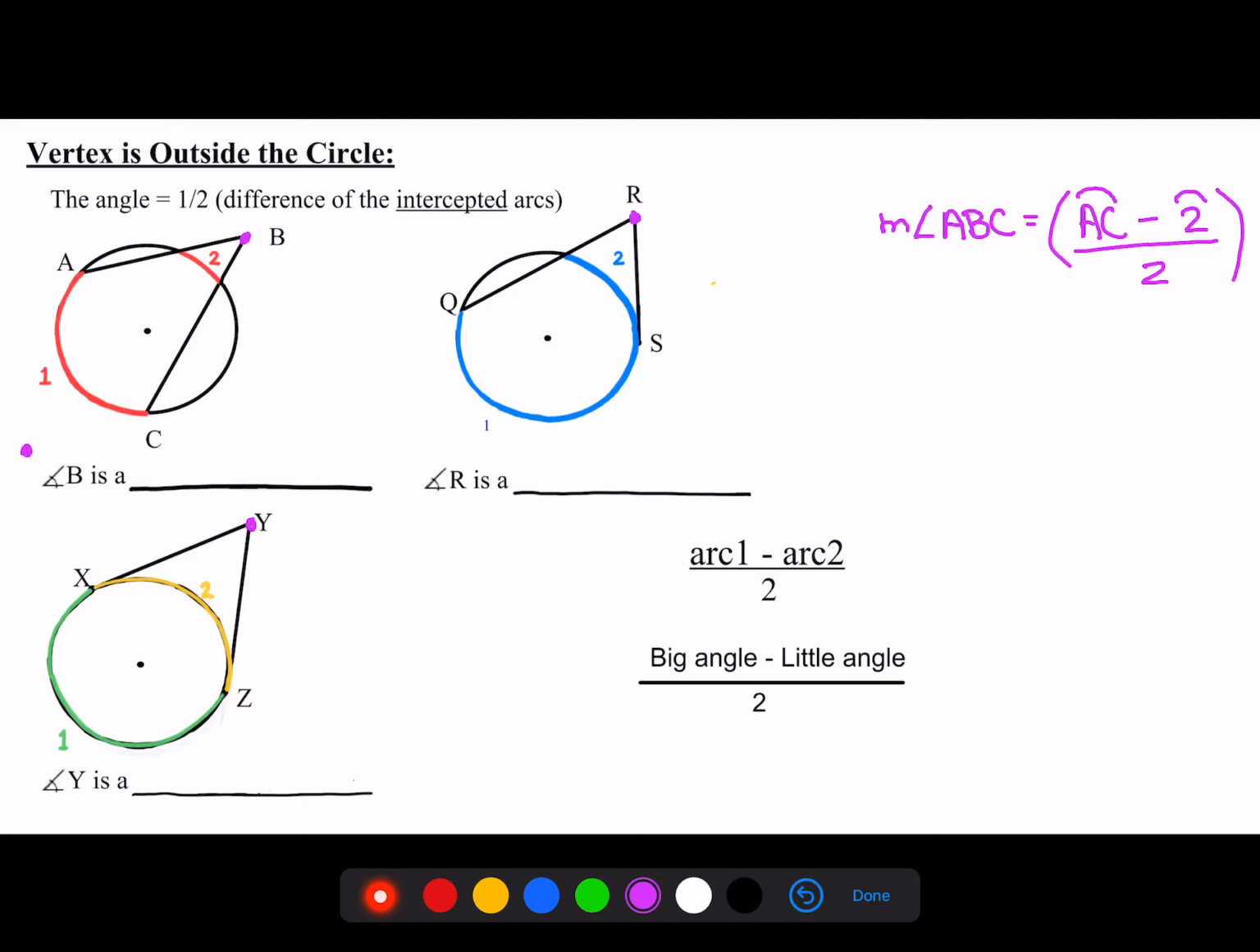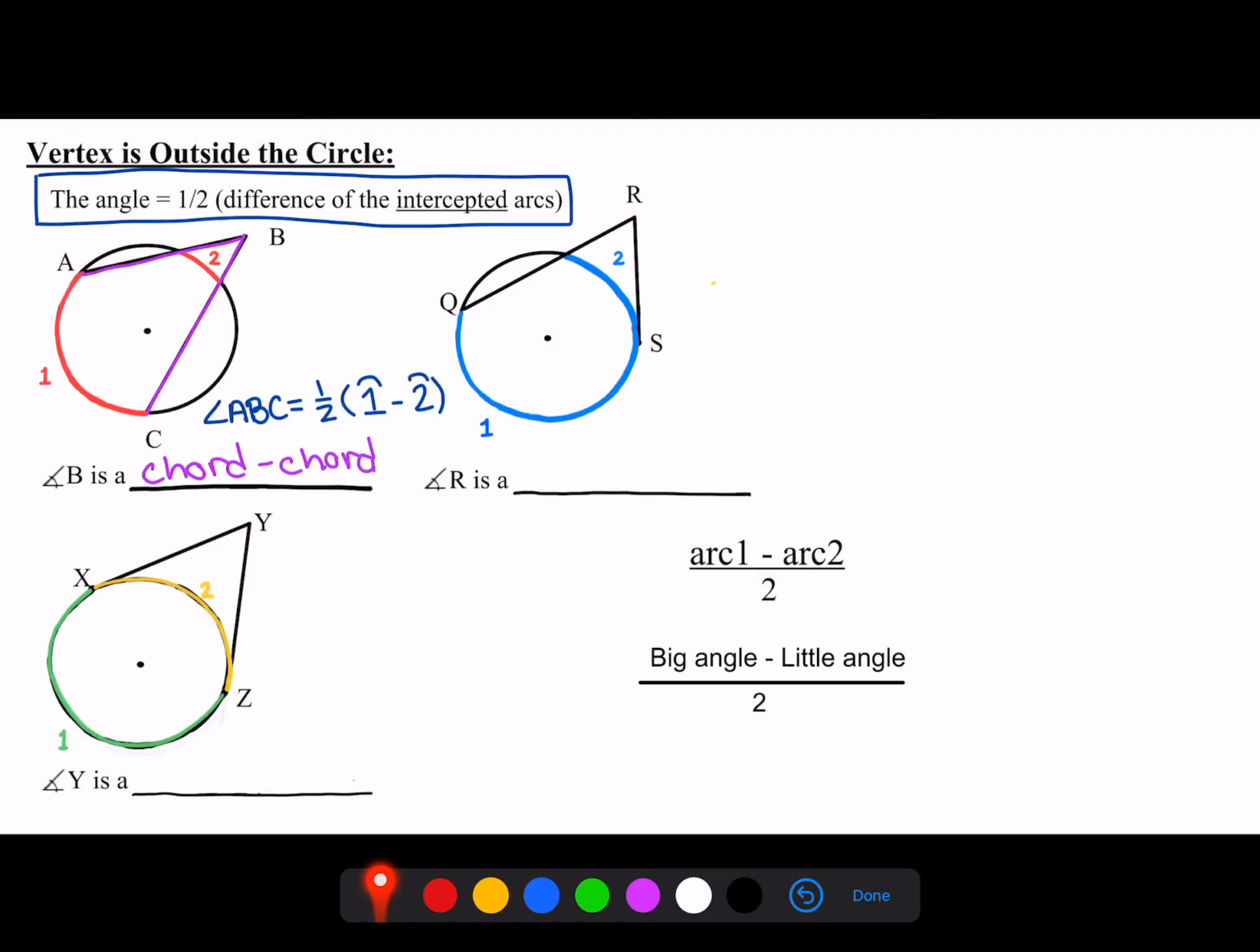And that's how we can find these. Now, let's go ahead and see what this looks like. So for this first one here, if we're going to name it based upon what we have, this segment here would be a chord, and this is a chord. So we have a chord going on here. If we see two chords and they don't intersect except on the outside, then we're going to use the 1/2 arc 1 minus arc 2.